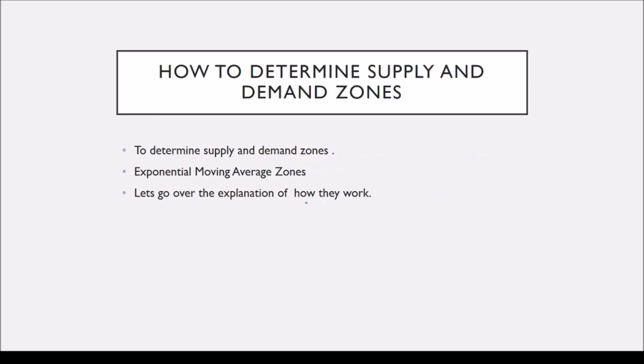So how do you determine supply and demand zones? Basically, to determine these zones, we use exponential moving averages, whereby we'll go for the moving average of interest and try to look from the left where a supply or a demand zone was once issued. So let's go over the explanation of how they work.